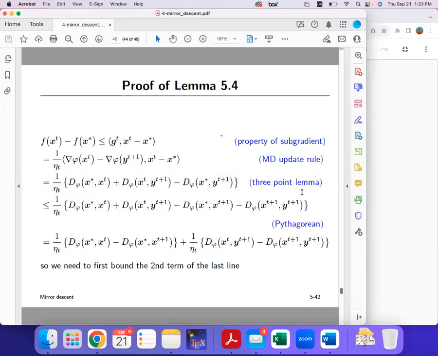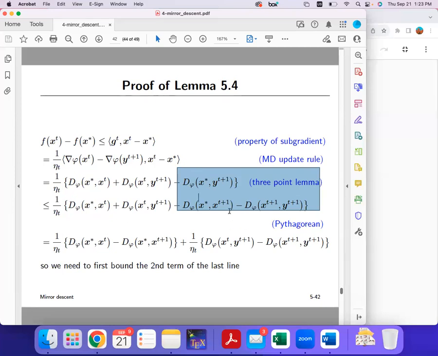So let me highlight this part, right? This divergence term is less than or equal to the sum of, actually it's bigger than or equal to, because of the negative sign. So this is bigger than or equal to the sum of these two terms, by utilizing this Pythagorean lemma.